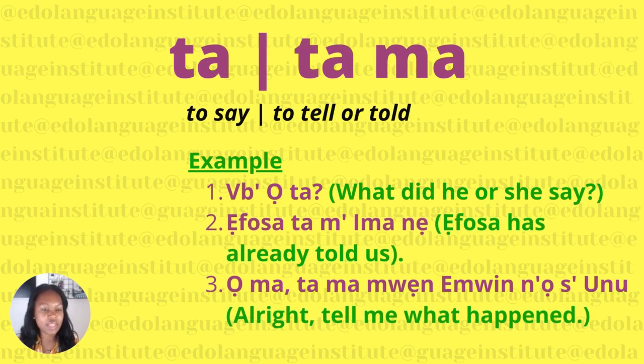Now, the next one here is ta and tama. Ta is to say, and tama, after the ma, there's usually a subject, a person. So, tamame, tell me, tamawe. I'm not going to say that because later on. But then, tama is to tell or to have told. Well, again, I already said tamawe is to tell you.